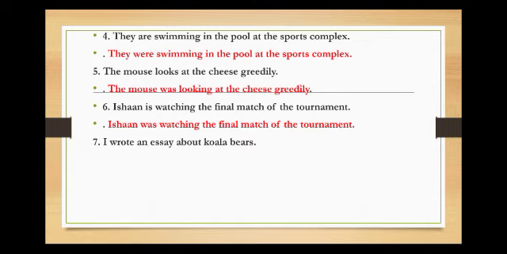Let's look at the seventh sentence now. I wrote an essay about koala bears. Okay, so the verb in this sentence is wrote. That is past tense, past indefinite tense. So what do you have to do? You have to select any one helping verb from was, were, and instead of wrote, you will write writing. So I was writing an essay about koala bears.